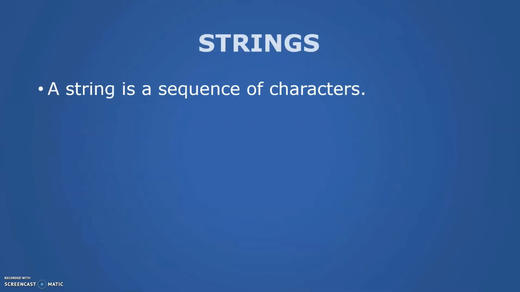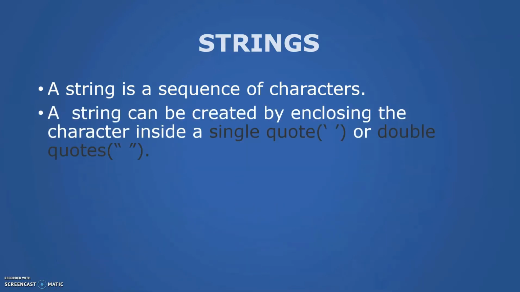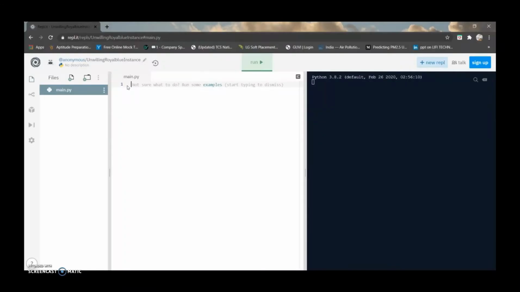First, what is a string? A string is a sequence of characters. That means a group of characters or a collection of characters is called a string. We can also give a number or any special characters to the string. A string can be created by enclosing the characters inside single quotes or double quotes. Like we said in the previous video, we can also give a multiple line string by enclosing the characters inside a triple quote.